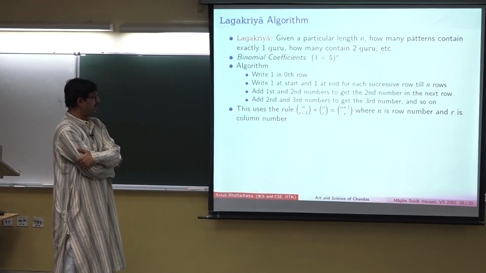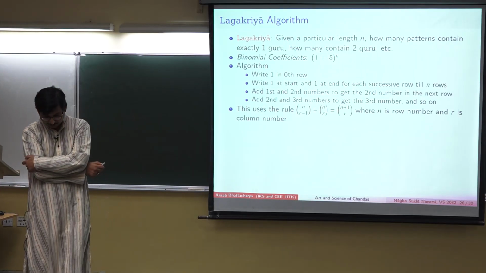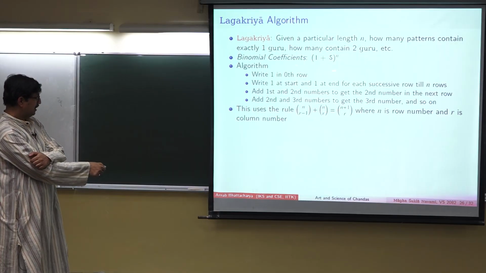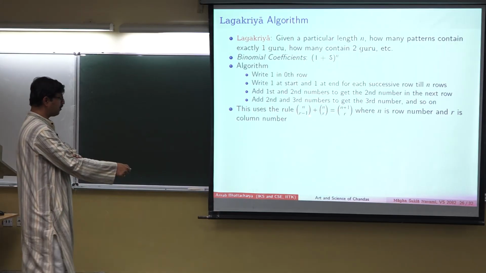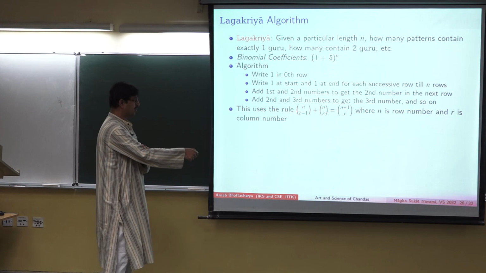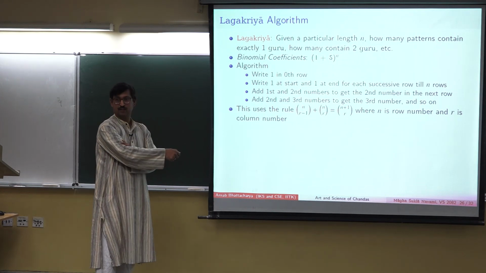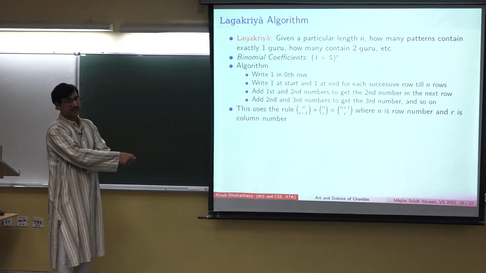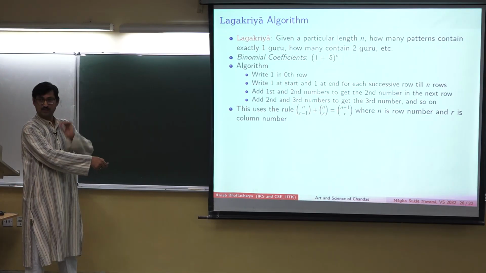And now I will come to the more interesting things. This is called the Lagha Kriya. This is the binomial coefficient, right? And the binomial coefficient directly uses this rule, of course, without stating it in this format: nCr-1 plus nCr is equal to n+1Cr.